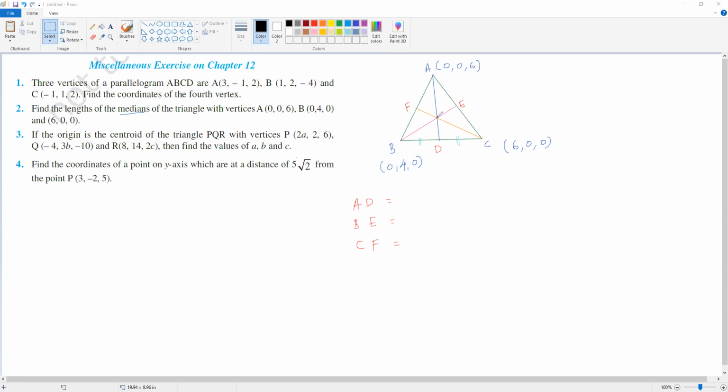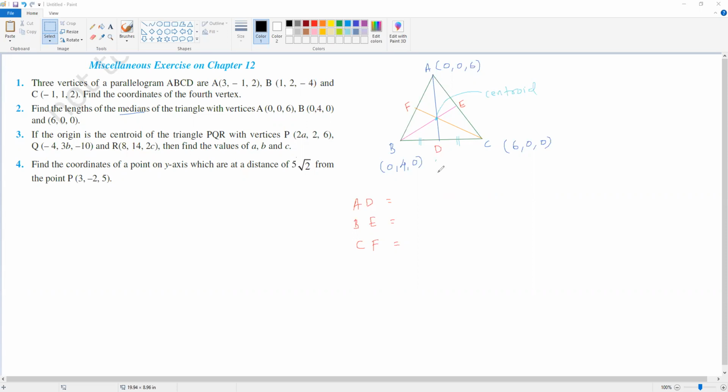The intersection point of these three medians is called the centroid. That will come later, in the next question, where the concept of centroid is there. So the intersection point of the medians is known as the centroid. Anyway, I'm just telling you this for information. That is not needed in this concept.